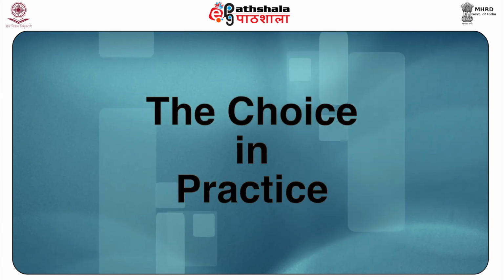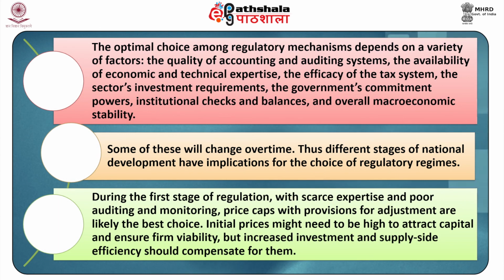Next, the choice in practice. The optimal choice among regulatory mechanisms depends on a variety of factors: the quality of accounting and auditing systems, the availability of economic and technical expertise, the efficacy of the tax system, the sector's investment requirements, the government's commitment powers, institutional checks and balances, and overall macroeconomic stability. Some of these will change over time. Thus, different stages of national development have implications for the choice of regulatory regimes.